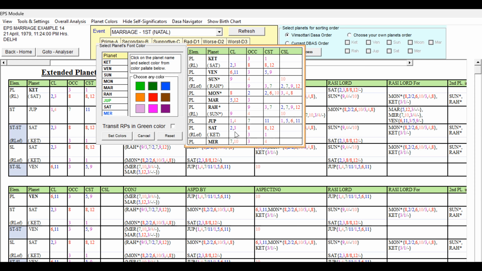Suppose this planet is having good key planet in its support, these 2 and 3 good houses for the marriage will get the impact of the favorable key planets in its support. But because of the 2 and 3 and 8 and 12, we can make Saturn blue. We cannot give light red or pink because in the source it is having both 2 and 3 cuspal lordship. I think you're able to understand.